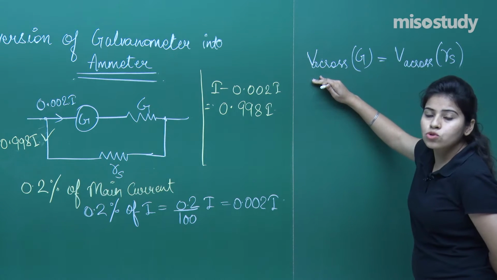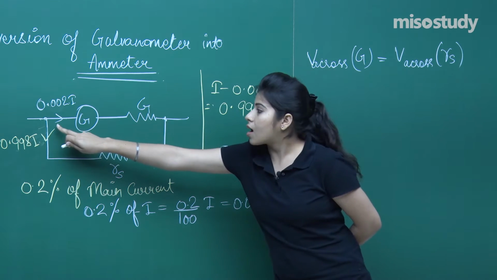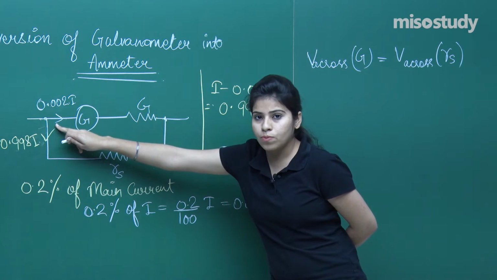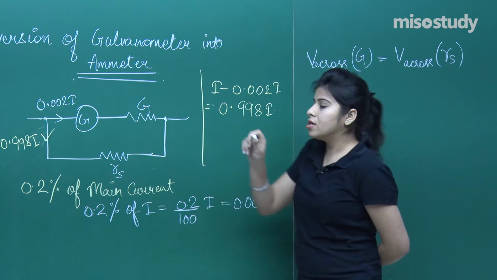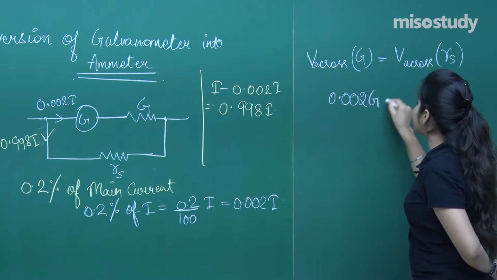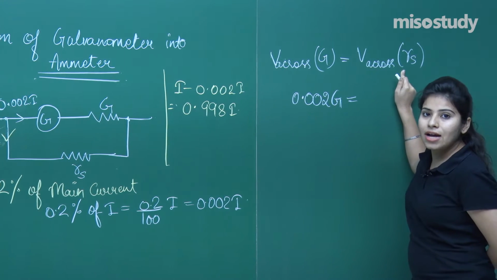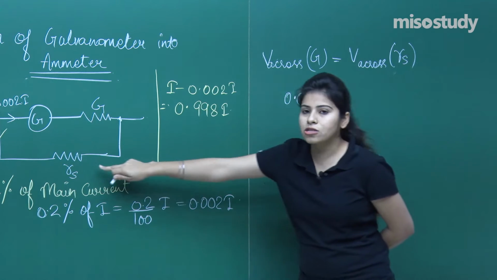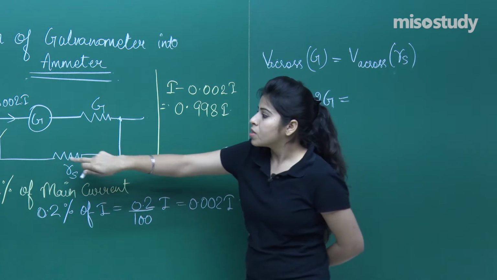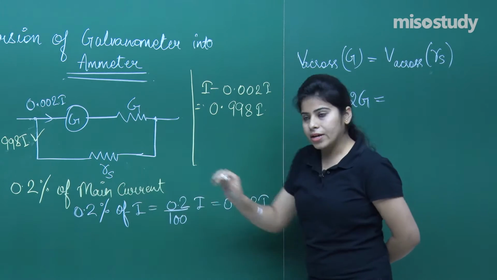So we are going to do the same. V will be equal to I into R, and in this case I is 0.002, R is capital G. So 0.002 into capital G will be equal to V across RS, that means I into this small resistance RS. So I is 0.998 and R is RS.